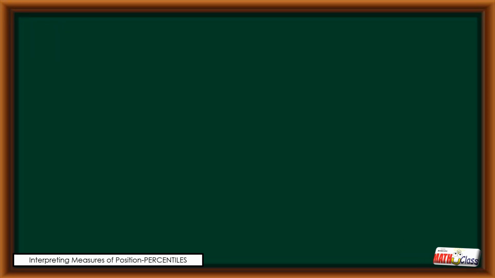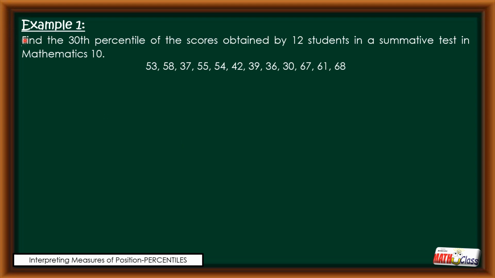Now, let us proceed to the first example. Find the 30th percentile of the scores obtained by 12 students in a summative test in Mathematics 10. This problem is an example of ungrouped data, so we will be using the Mendenhall and Sincich method in getting the value of P30. Step 1.